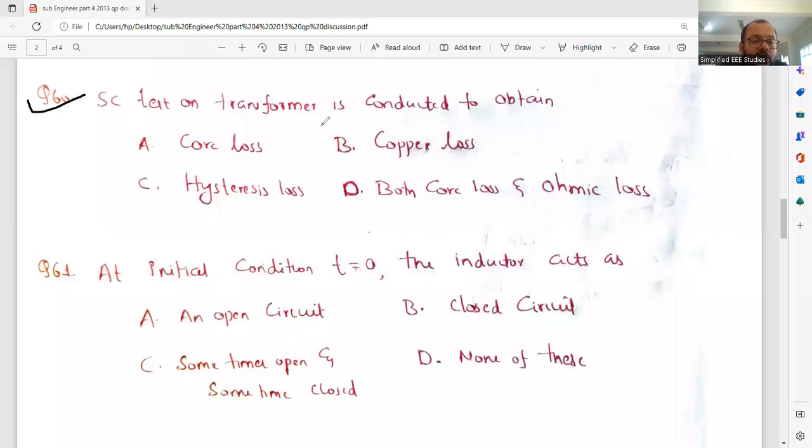The short circuit test on a transformer is conducted to obtain: if I talk about a short circuit test, obviously it is for measuring the copper loss. Total copper loss will be measured. If I talk about the OC test, it is mainly used for core loss. Short circuit test is for measuring copper loss and open circuit test is used for measuring the core loss.